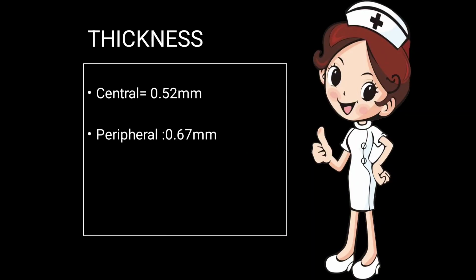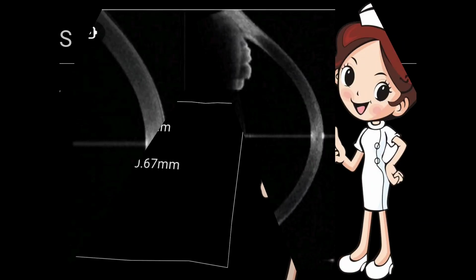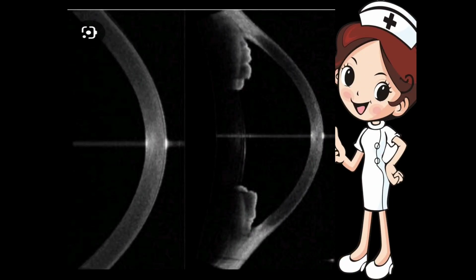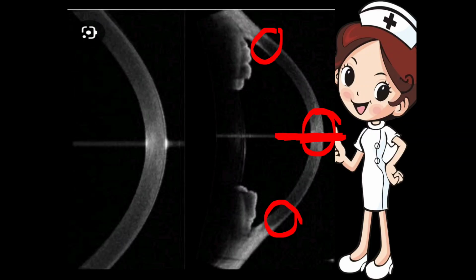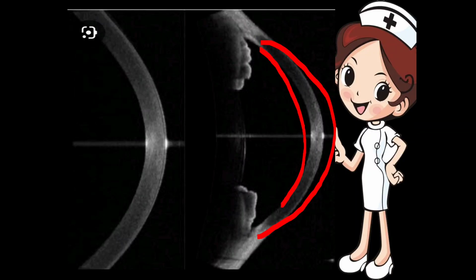Next one, thickness. Now the cornea has two types of thickness. First one is the central thickness, and the other one is the peripheral thickness. The peripheral thickness of the cornea is more, which is 0.67 mm, and the central thickness is 0.52 mm. Let's see, this is the anterior segment OCT report. Here the central thickness is less as compared to the peripheral thickness of the cornea. This one is the corneal anterior surface, this one is the posterior surface.